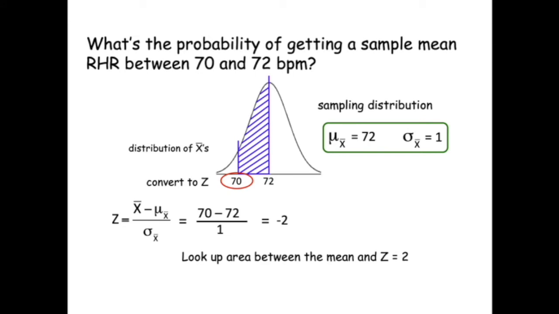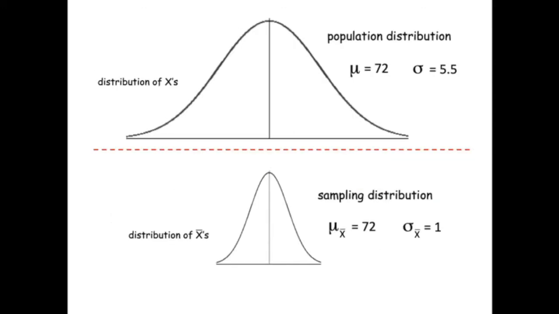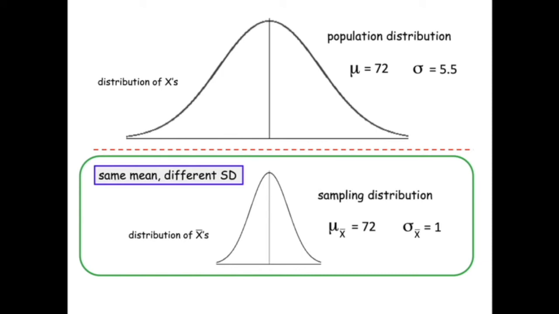Looking up the area between the mean and a z-value of +2, we find the probability of getting a mean resting heart rate between 70 and 72 beats per minute is 0.4772. Here is a direct comparison of the population distribution of scores and the sampling distribution of the mean. Our focus is always on the sampling distribution. Its mean is equal to the population mean, but the standard error is much smaller than the standard deviation in the population distribution, which is why the sampling distribution is much narrower.